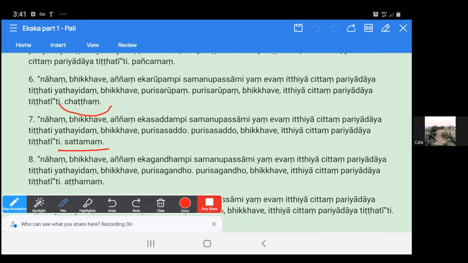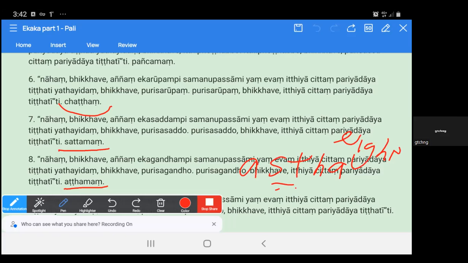7 is Sattamam. 8 is Aṭṭhamam. Aṭṭhamam, okay. Aṭṭha is actually very similar to the Pali word. I think the Sanskrit is Asta. So when you pronounce Attha, it is quite near to the 8. Attha, all right?